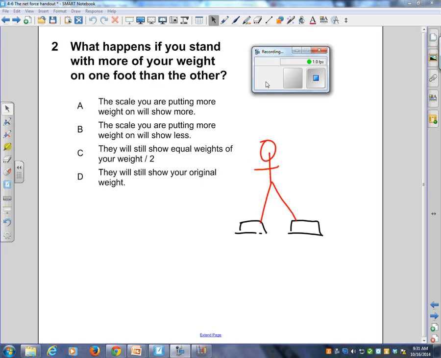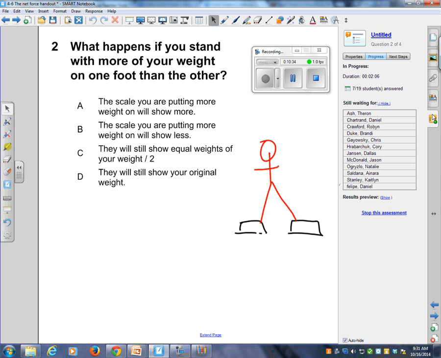What happens if you lean into one side? Will the scale you're putting more weight on show more? Will it show less? Will they still show equal weights, your weight divided by 2? Or will they still show your original weight? Well, you tell me. Punch it in.